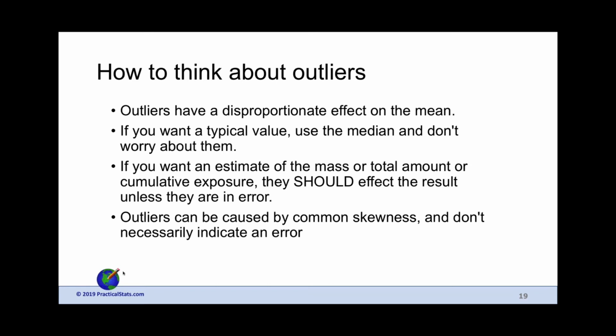And if you're truly interested in a mean, the total mass for the year, how much stuff has moved down the stream in a year's time, the load, some other measure of total amounts, spatial totals, cumulative exposures, those things should be affected by the outliers. The outlier is probably the most valuable point in the data set. And understanding why it was high at that point is probably a very valuable thing to do. So they don't necessarily indicate an error.